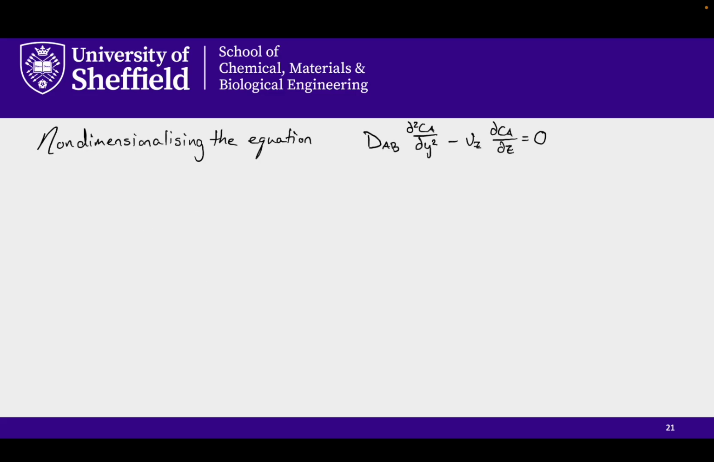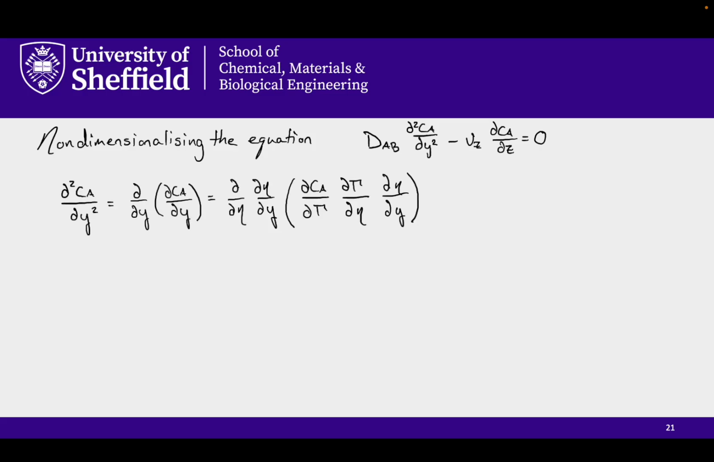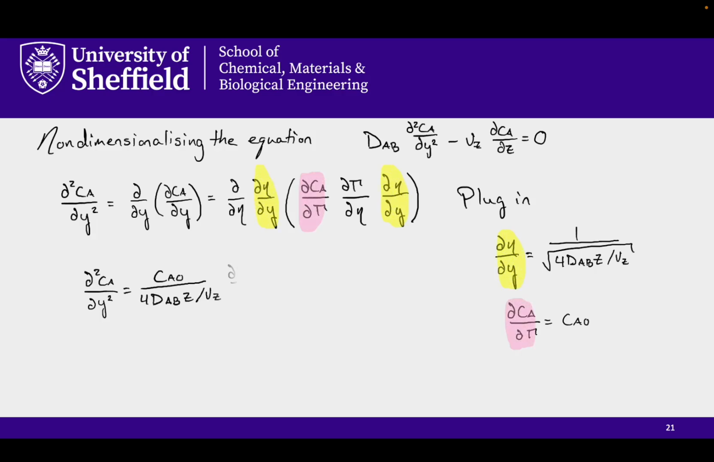Now we can non-dimensionalize the equation. And there's the governing equation. And so we start with the left-hand side, that second derivative of concentration with respect to y, and we can expand that as we've done previously using the chain rule. When we do that, we now need to plug in these derivatives we've previously calculated. And so if we make those substitutions, we get a simplified expression for the second derivative of concentration with respect to y.